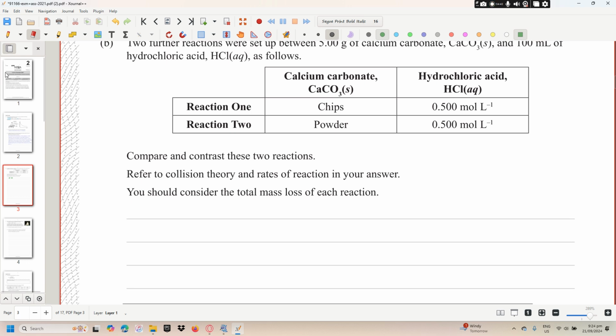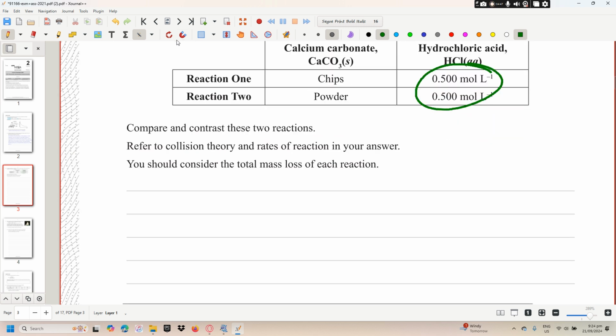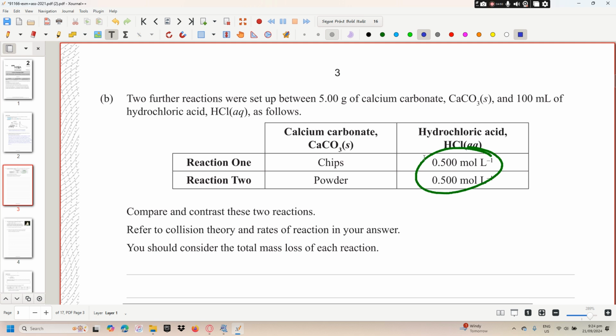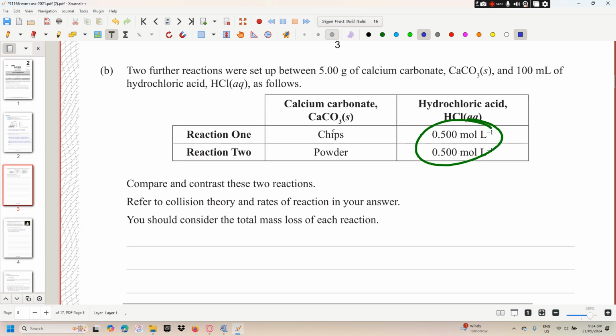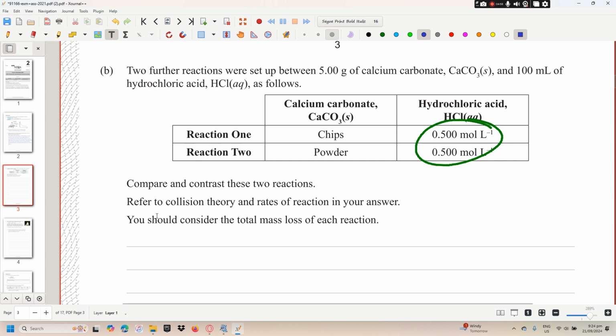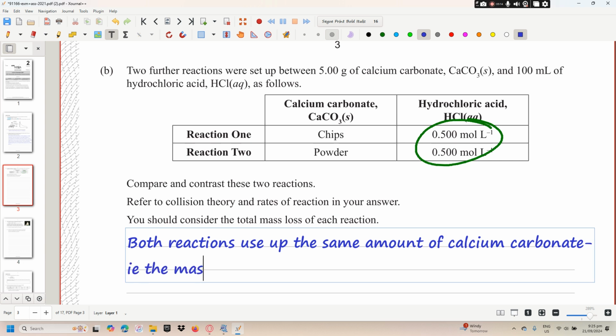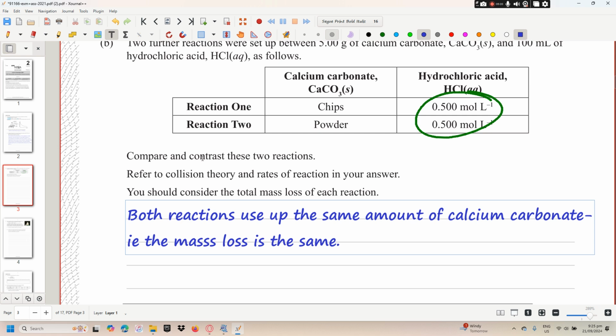So this is, again, collision theory and rate of reaction. The concentrations are the same, so that might be a good thing to say. And so this doesn't come into it. Concentration isn't a factor here. It's purely surface area. You should consider the total mass loss of each reaction. This is supposed to confuse you. Both reactions use up the same amount of calcium carbonate, i.e. the mass loss is the same. Okay, that's a key thing to understand.